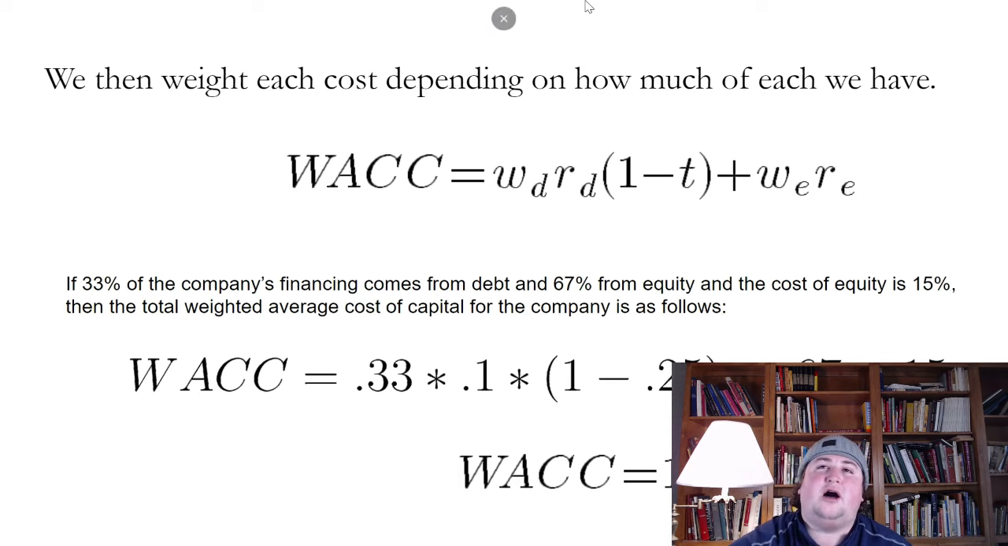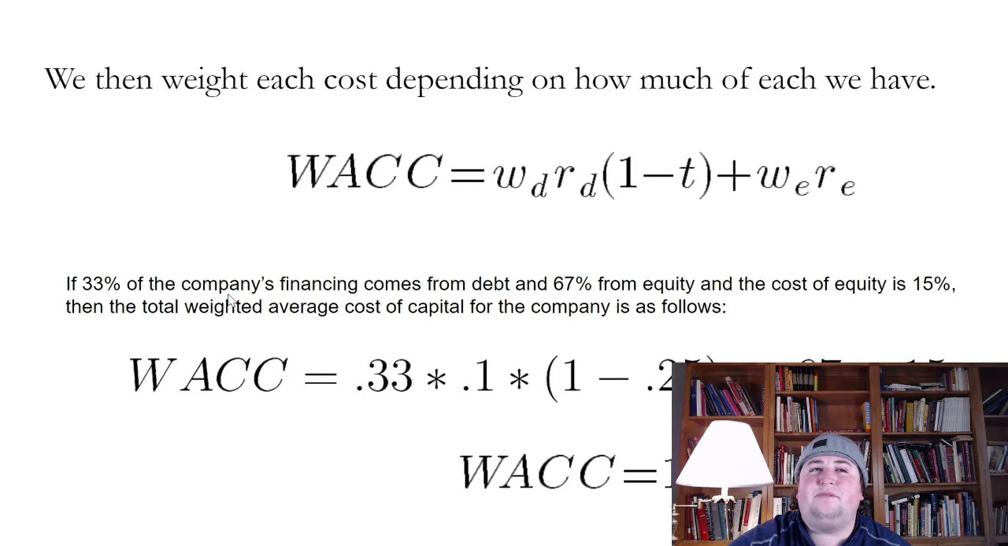We then weight each cost depending on how much of each we have. So, for example, we look at, okay, how much debt do we have as a percentage of our total financing? How much equity do we have as a percentage of our total financing? We then put in those weights, plug in the return on the debt, plug in the return on the equity, adjust for the tax rate here, and then that gets us the weighted average cost of capital.